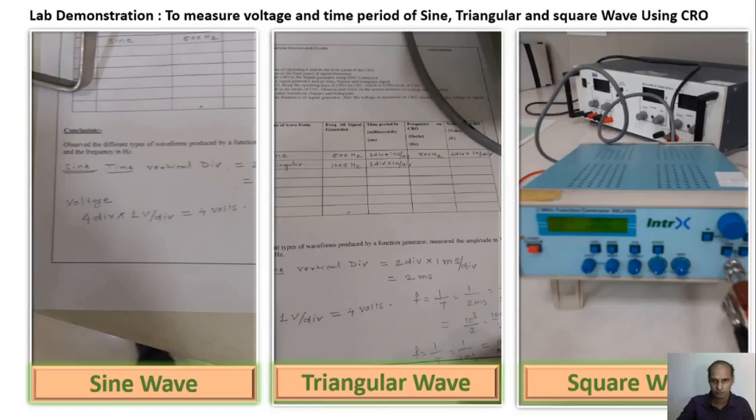Now to calculate voltage, I simply calculate the vertical divisions. This signal is in two divisions, one division, two divisions, and in two divisions I have this voltage. Now I changed the voltage per division to 2 volts. So the 2 divisions multiplied by 2 volts per division will come to 4 volts. Okay, this way we can calculate.